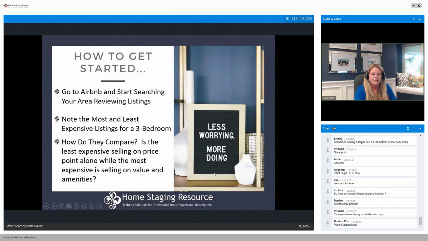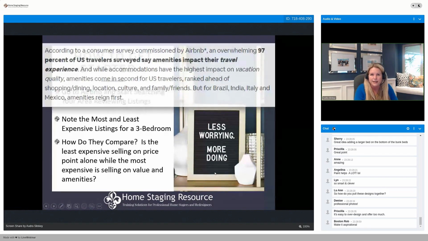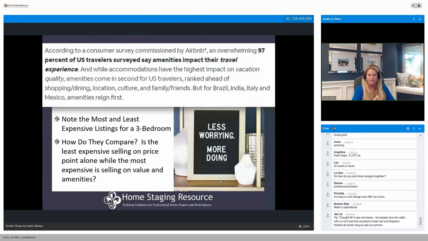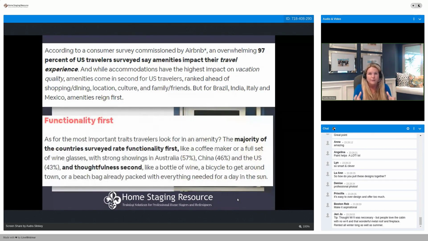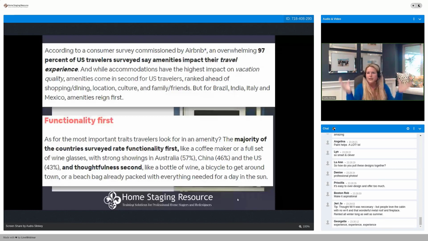The more expensive ones are selling on amenities. The reason they can sell on amenities is because, according to a survey by Airbnb, 97% of travelers say that those amenities really do impact their travel experience. They're looking for things that are special in the space. And it's not just the amenities, simple things like a coffee maker or a really nice espresso maker, the full set of wine glasses. Thoughtfulness came in second. They want to make sure that the kitchen is stocked and all those things are there for them. But they also looked for things that were special: a bottle of wine, a bicycle they could ride, a beach bag already packed with everything else.